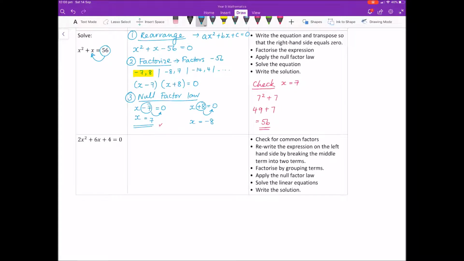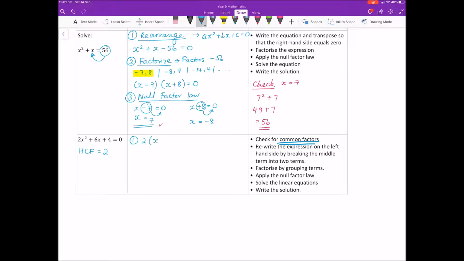And then last but not least, we have the following equation, 2x squared plus 6x plus 4 equals 0. Now this looks like a lot, and if you're trying to factorize it, I would definitely recommend, first of all, check to see whether or not you have any common factors. Looking at each of the coefficients or the constants, you can see here that the highest common factor is in fact 2. So the first thing I would do is take out a highest common factor.